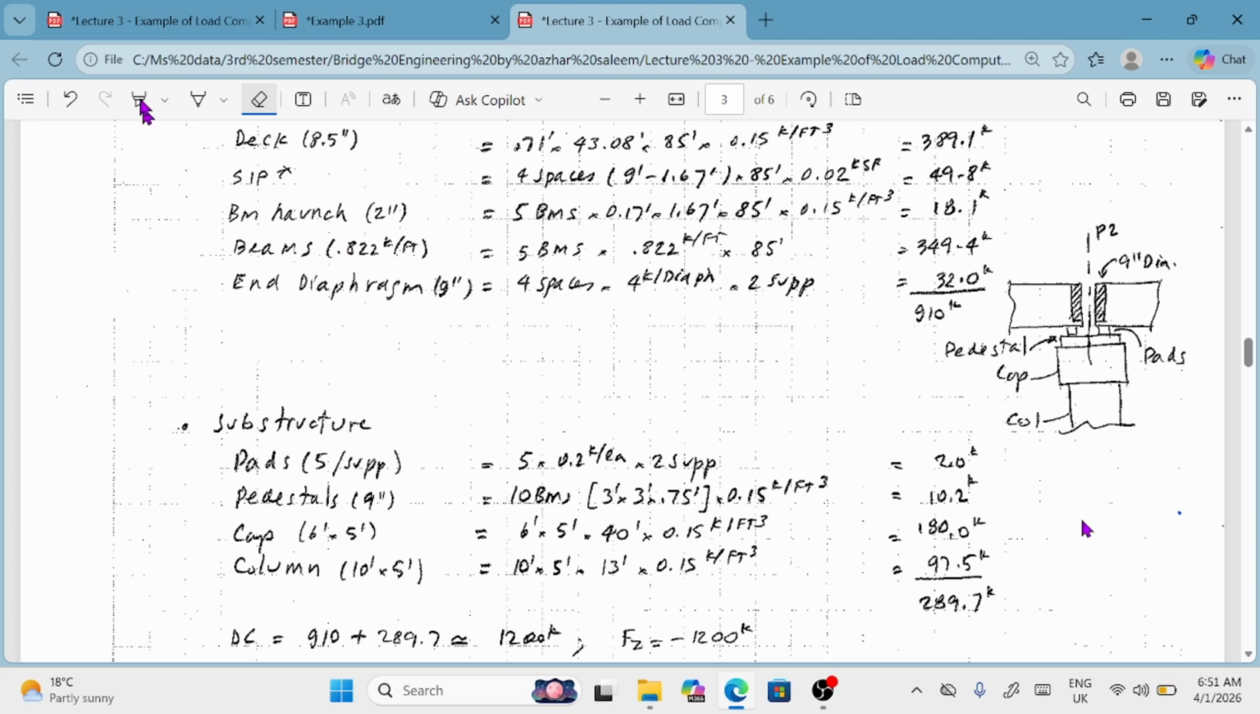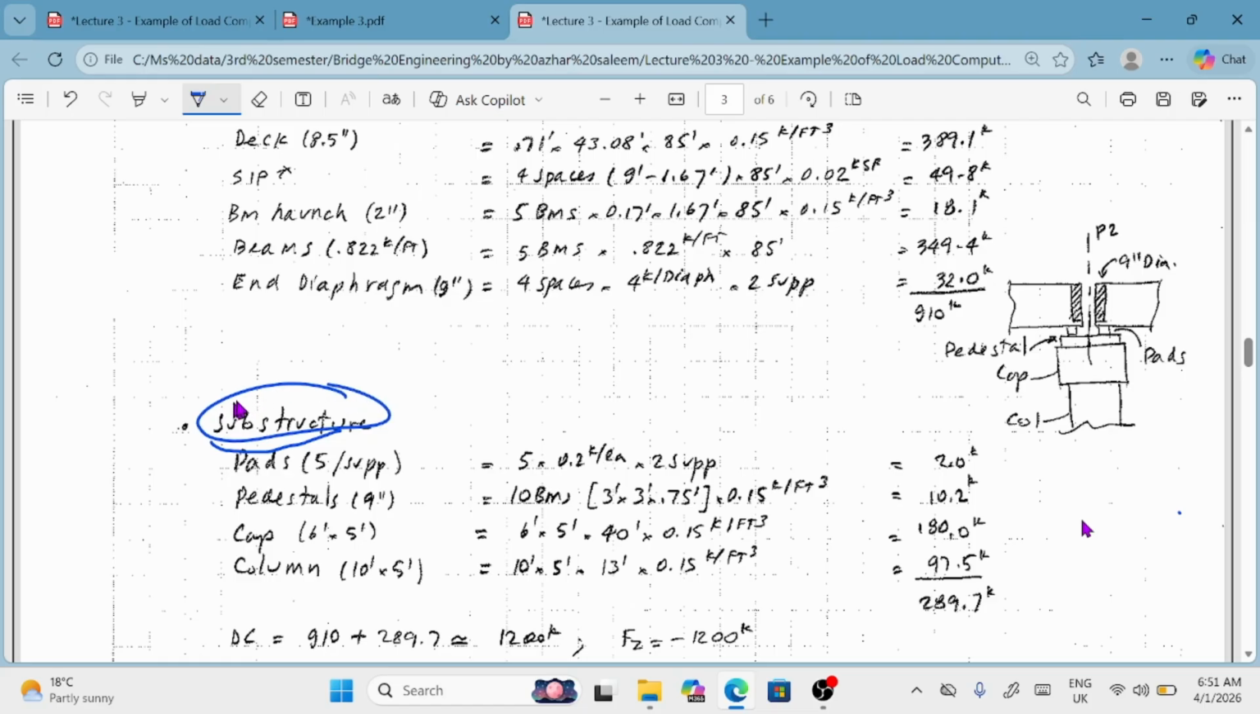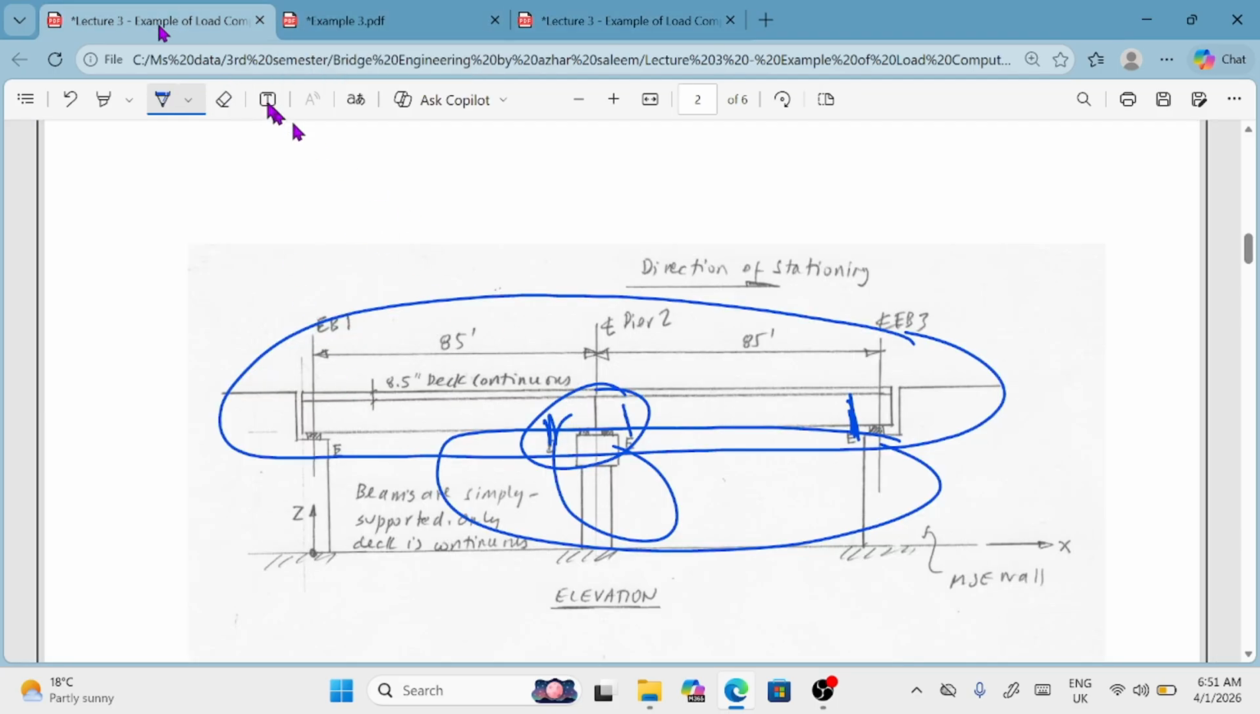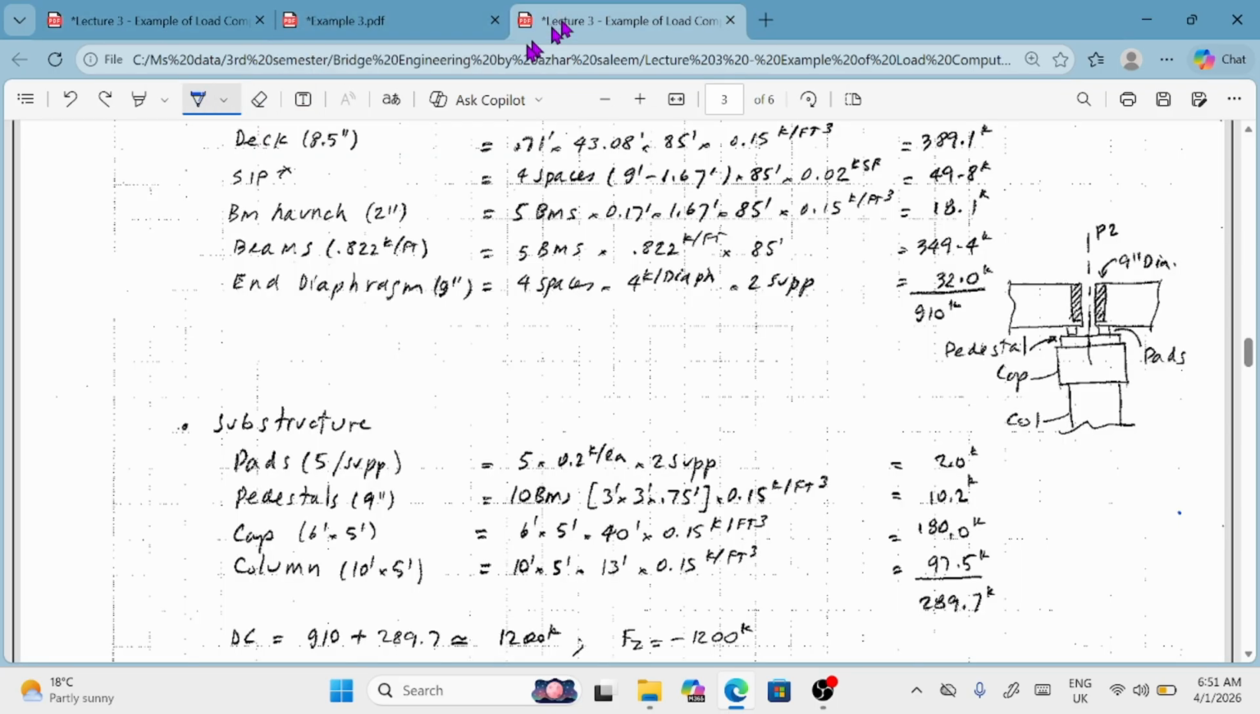We will calculate this substructure. Okay, we will calculate the load of the substructure on this pier. So there are pads. After the beams and diaphragm, we will calculate the pads load. There are 5 pads, each pad weighs 0.2 kip, and there are 2 supports. On both supports there will be pads.